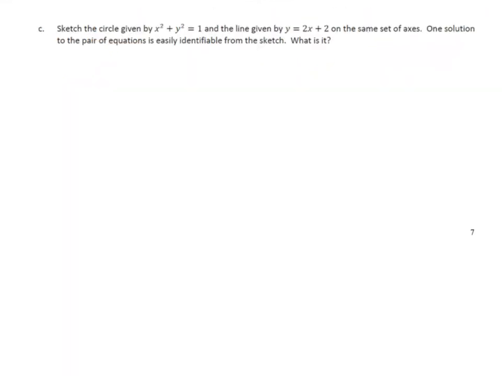In part C, we're going to sketch a graph of a circle given by the equation x squared plus y squared is equal to 1, and the line given by y is equal to 2x plus 2. Sketching our graph, we are going to have a circle. Since it's x squared plus y squared is equal to 1, that tells us that it has a radius of 1. So we have our circle here with radius 1.